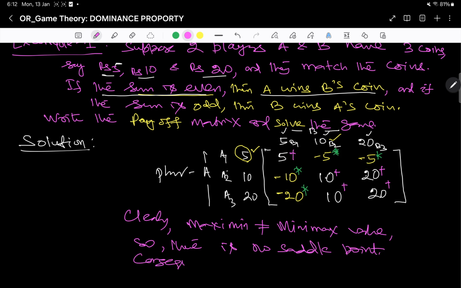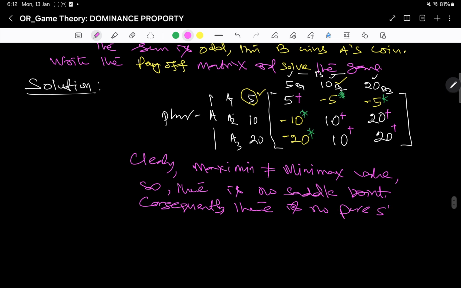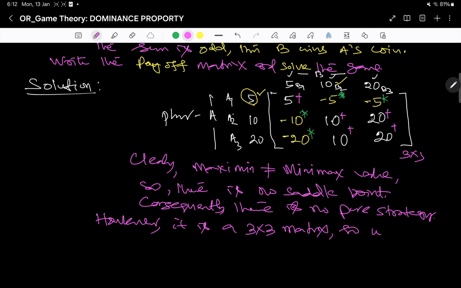Consequently there is no pure strategy, right? However, it is a 3 cross 3 matrix, so we use the dominance rule to reduce the matrix as follows.